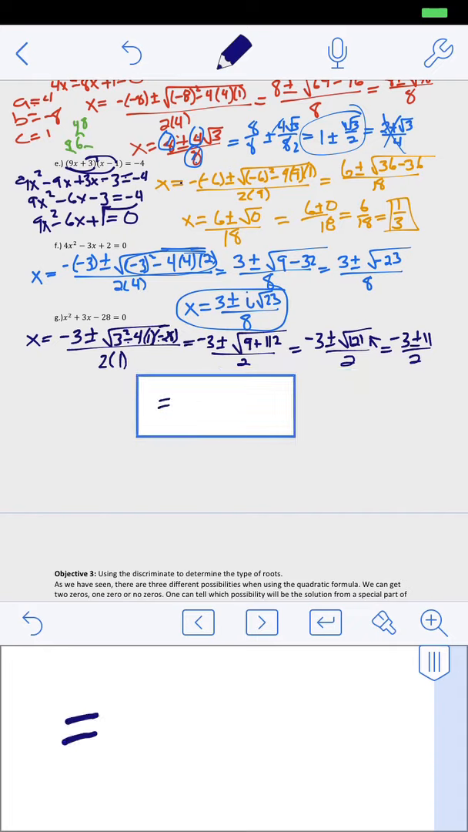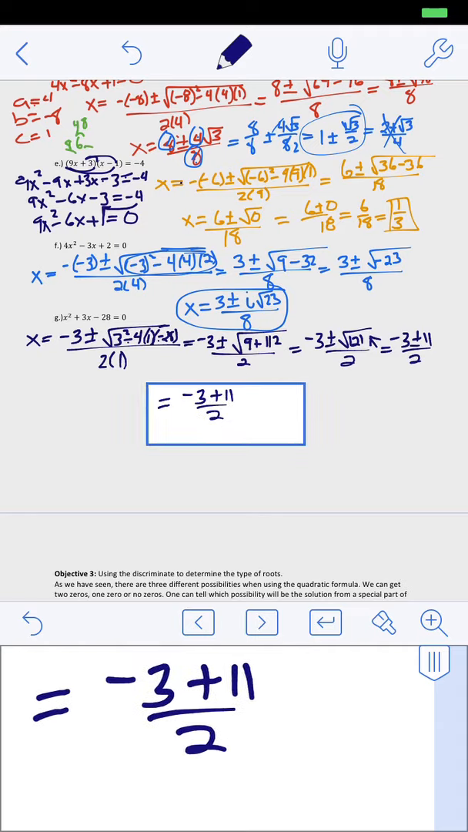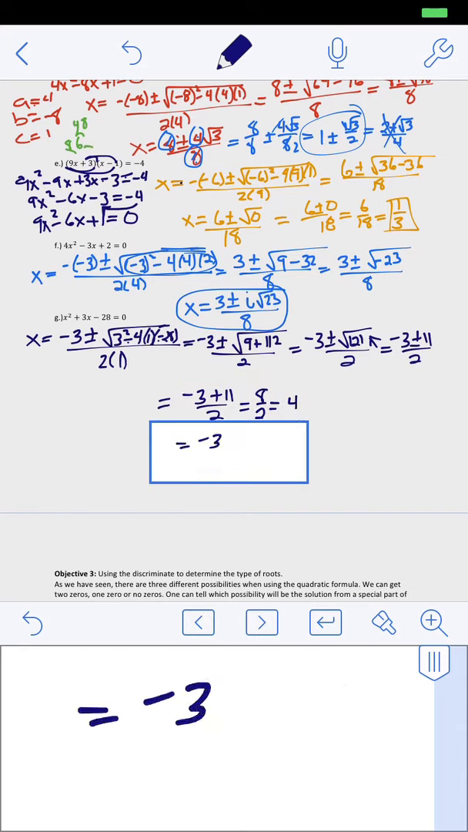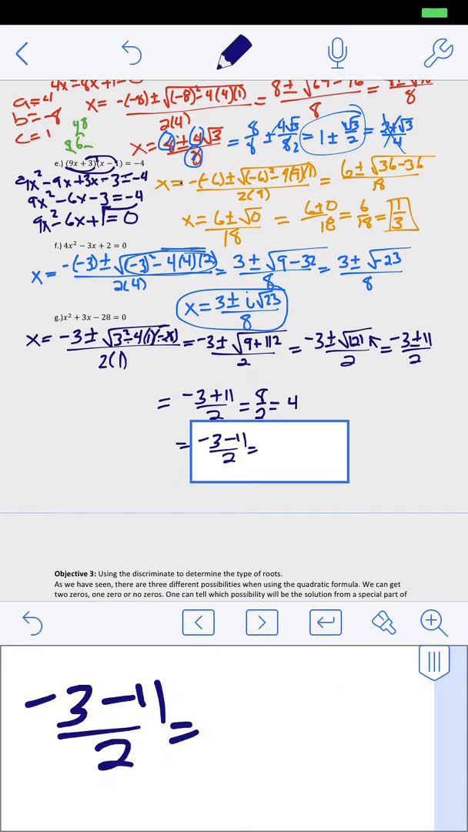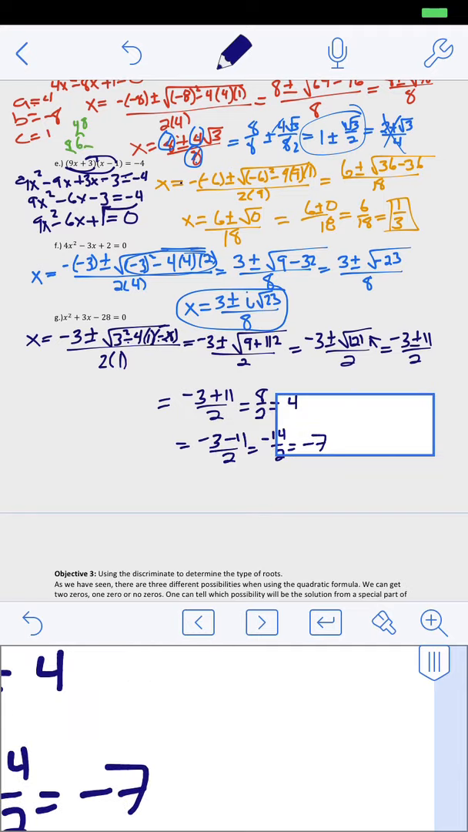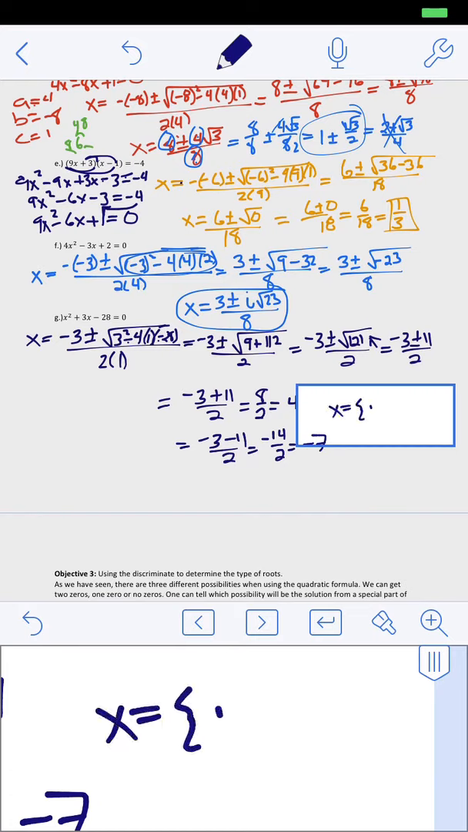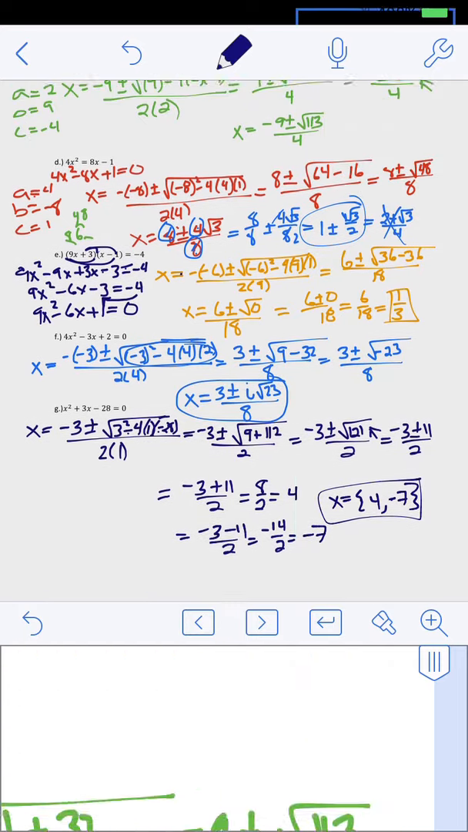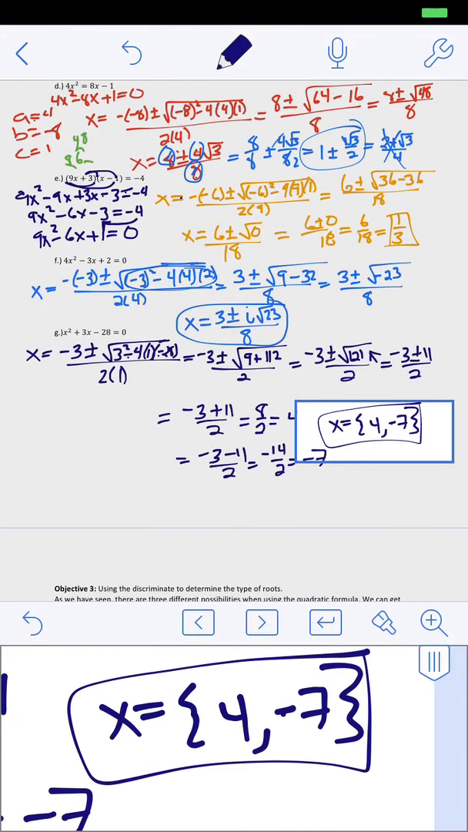And then we can make two equations. Negative 3 plus 11 over 2 ends up being 8 over 2, which is equal to 4. And then we also have negative 3 minus 11 over 2, which would be negative 14 over 2 or negative 7. So our answers, x equals 4 or negative 7. We don't even have to leave it in plus or minus because of that perfect square. So we've got things that simplify to nice, easy whole numbers.